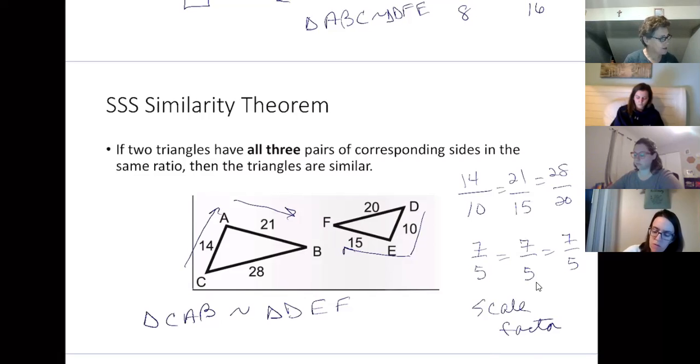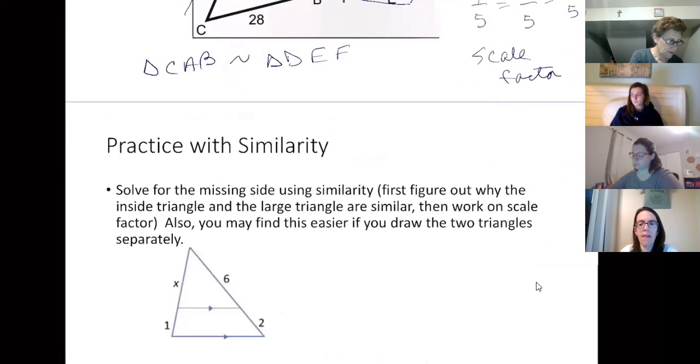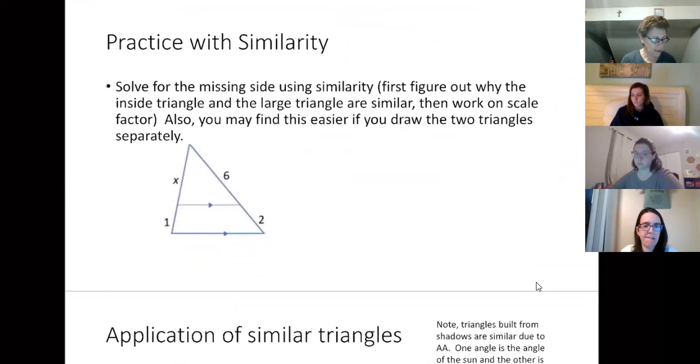Okay, so anything on those? So then we're going to kind of play around with a little bit of this. We're going to do just one little problem in here. And then I have some neat applications that are really fun, that deal with shadows and stuff. So you can do real life applications of this pretty easily. So it's a nice topic. So the next slide for this is practicing with similarities.